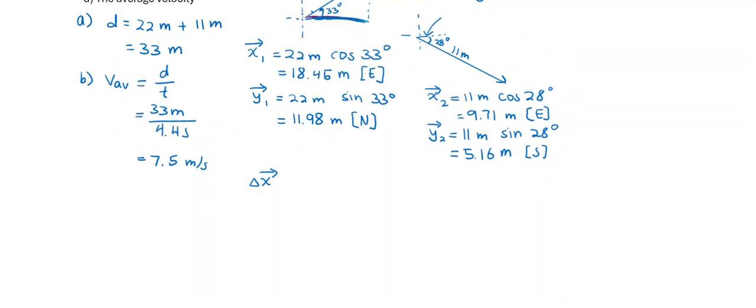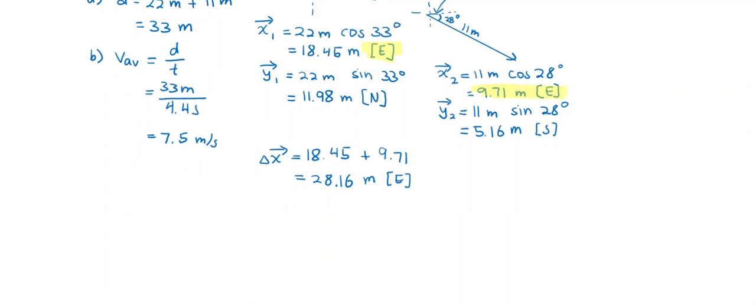So when we look at these two vectors, we're taking a look at x first. So you'll notice that both of these have an east direction. So that tells us that we can just simply add them together. So like 18.45 plus 9.71 equals 28.16 meters east.